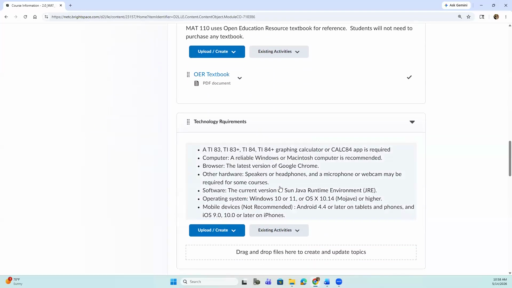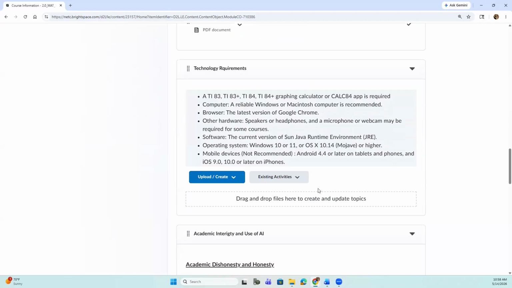All right, in this class, we do require a graphing calculator. If you don't have one, you can check out this website called Calc84. This is the closest graphing calculator app that I can find. But we do a lot of graphing in this class, so students do need a graphing calculator.